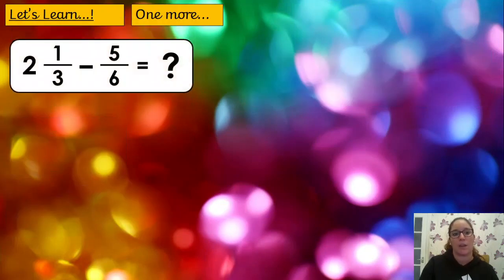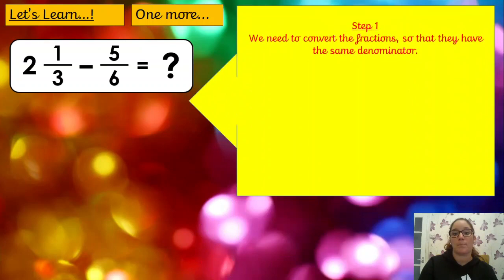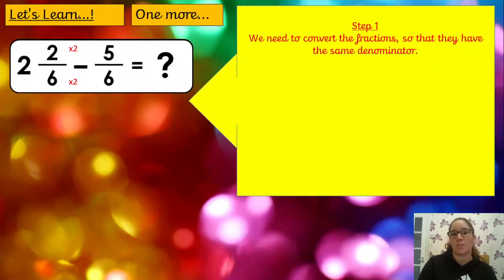Okay, let's have a go at another one. 2 1/3 take away 5/6. Step 1, we need to convert the fractions so that they have the same denominator. How do we get from 3 to 6? We times it by 2. Whatever we do to the denominator, we do to the numerator. So it's going to be 2 2/6 take away 5/6.